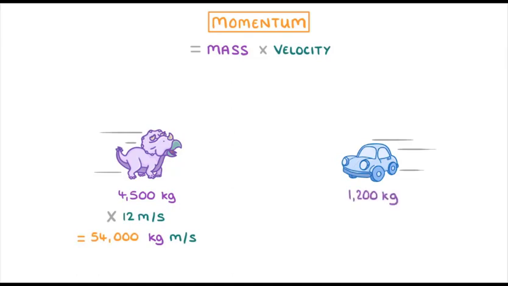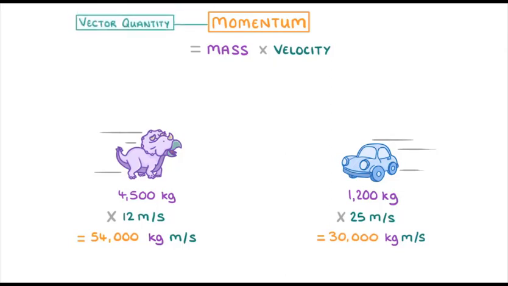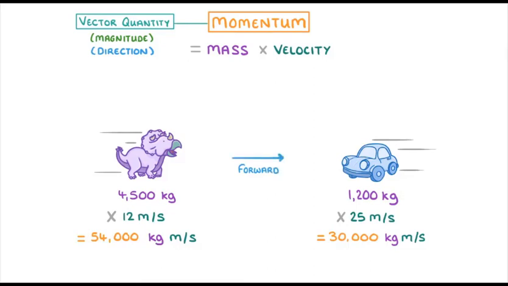Whereas if we had a 1,200 kilo car traveling at 25 meters per second, then its momentum would be 1,200 times 25, so 30,000 kilogram meters per second. An important thing to remember though is that momentum is a vector quantity, so it has both a magnitude and a direction. So here, if we consider the forward direction to be to the right, then the dinosaur will have a positive momentum, but the car must have a negative momentum.